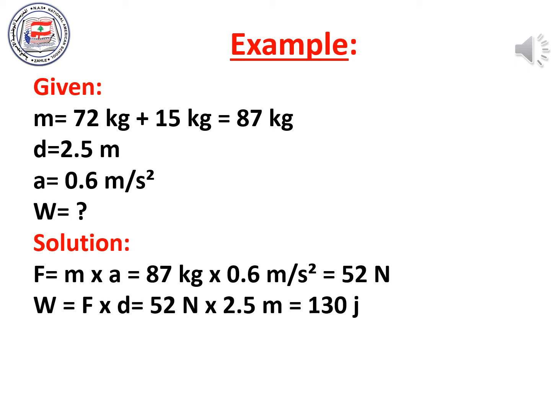We already know, using Newton's second law of motion, that the force acting on an object that is accelerating is equal to the mass of this object times the acceleration of the object. So the force acting on the gurney and the patient is equal to 87 kilograms, which is the mass of the gurney and the patient combined, times 0.6 meters per second squared. So the force is equal to 52 newtons. Now we can calculate the work being done. Work is equal to force times displacement, equal to 52 newtons times 2.5 meters, and the answer is 130 joules.